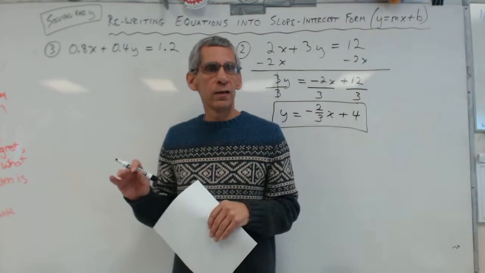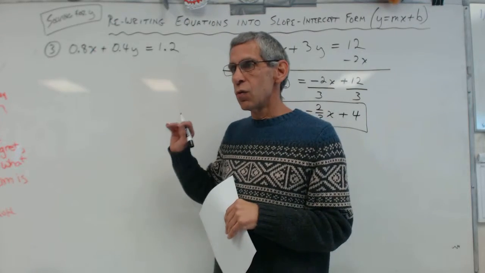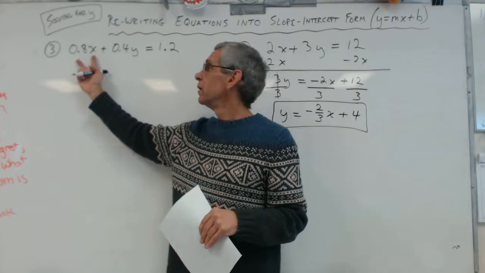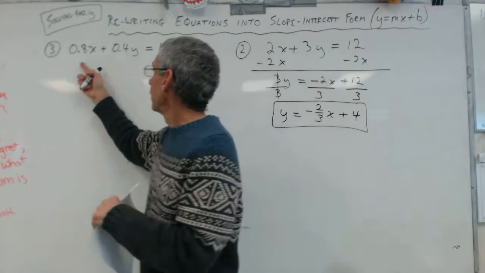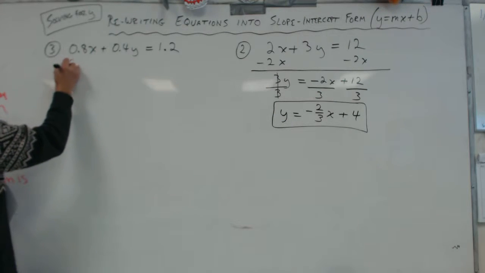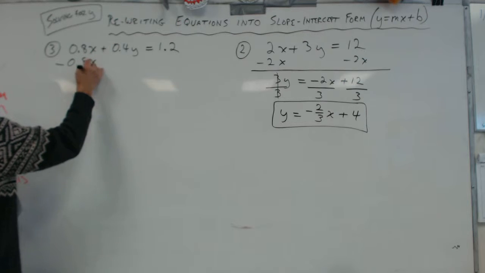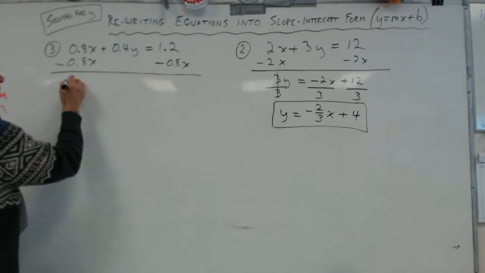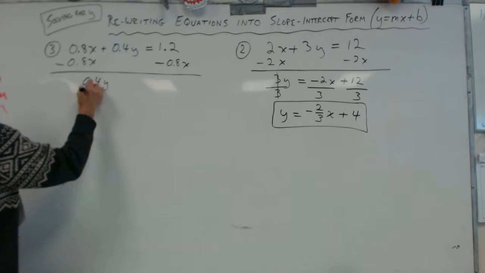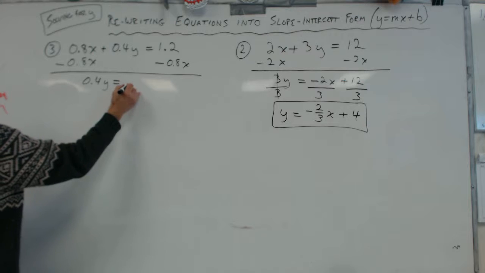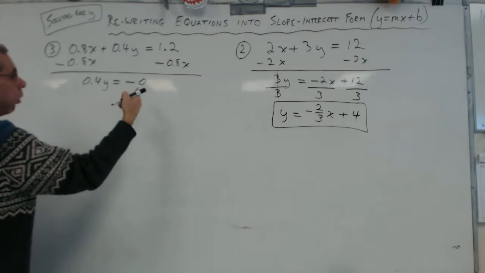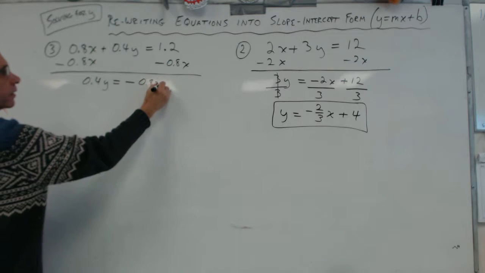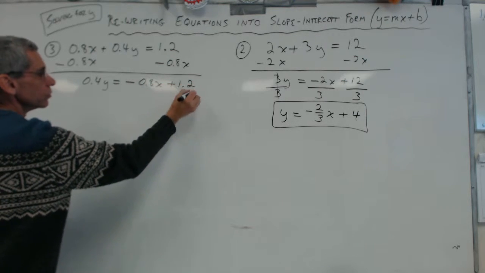I'm looking to make it say y equals, am I right? So my 0.8x is in the way, and also my 0.4. I'm going to get rid of this first. I'm going to subtract 0.8x, and that gives me 0.4y is equal to negative 0.8x plus 1.2. Okay?